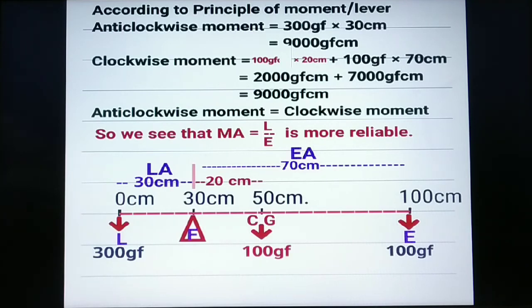Here you see written in red is 100 gram force into 20 centimeter. That 100 gram force is the weight of the ruler. So we see here anti-clockwise moment is equal to clockwise moment. And so we come to the conclusion that mechanical advantage equal to load by effort is more reliable.